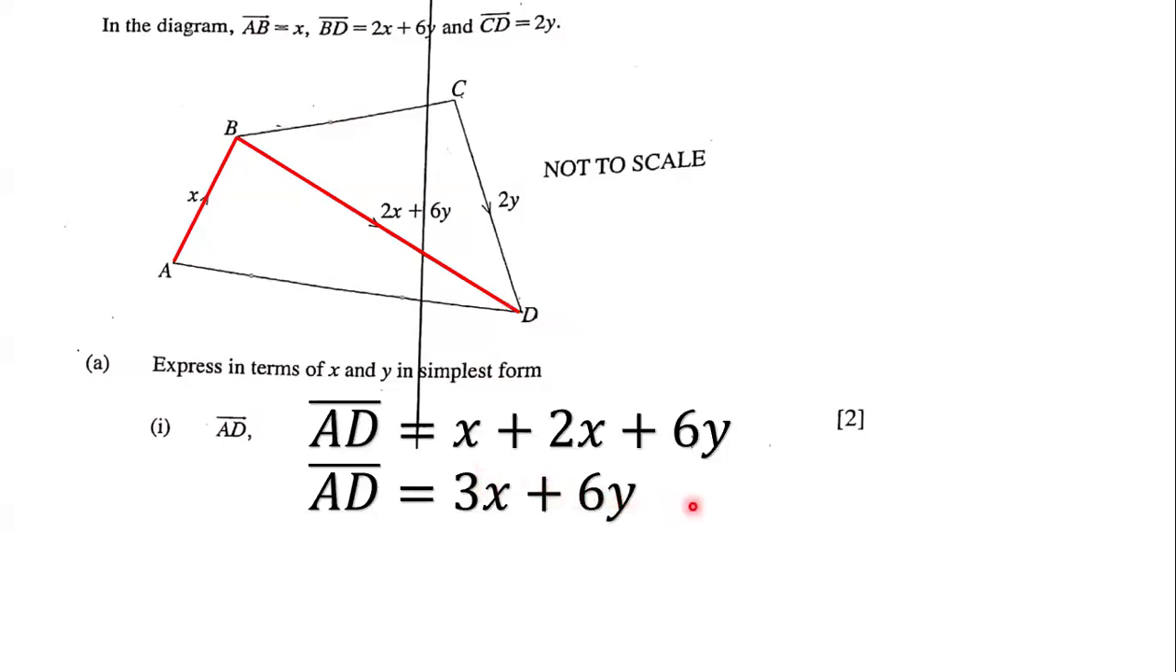What we can do is factor out a 3. So we can put the 3 out front. And so 3 times x is 3x, and 3 times 2y is 6y. And so we factored out a 3. And so AD is equal to 3 open bracket x plus 2y.